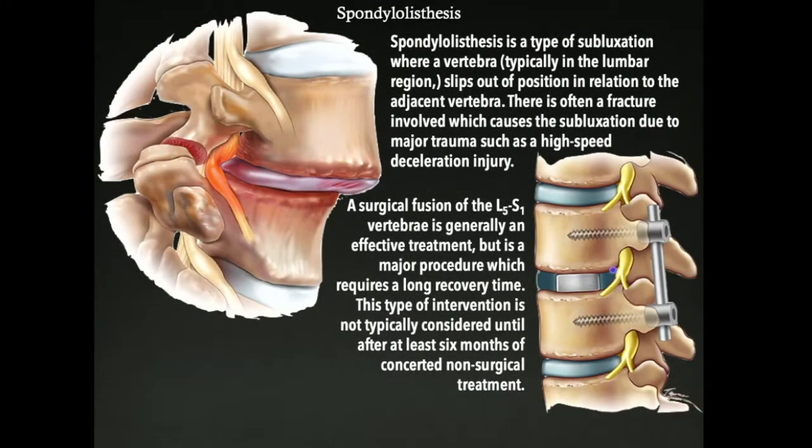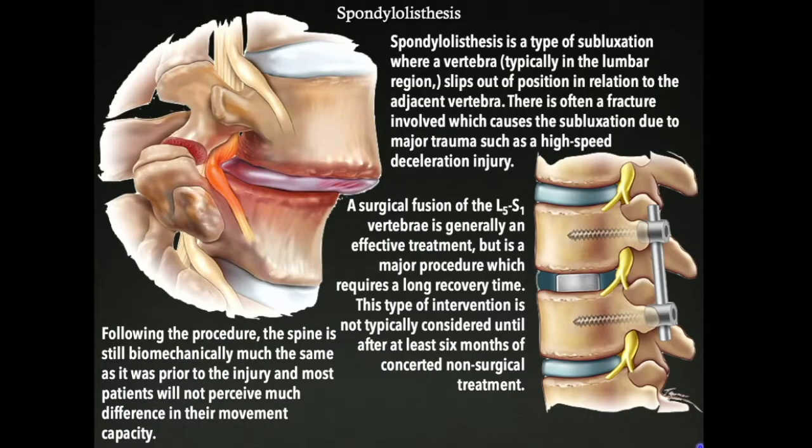And that hole through which the nerve roots pass is going to narrow, and that's called spinal stenosis. And so by putting a spacer, an artificial, synthetic spacer between the two bodies of the adjacent vertebrae, and also drilling those screws deep into the body of each vertebra, and then attaching that rod, they're going to be able to stabilize that joint. Following this procedure, the spine is still biomechanically much the same as it was prior to the injury, and most patients will not perceive much difference in their movement capacity.